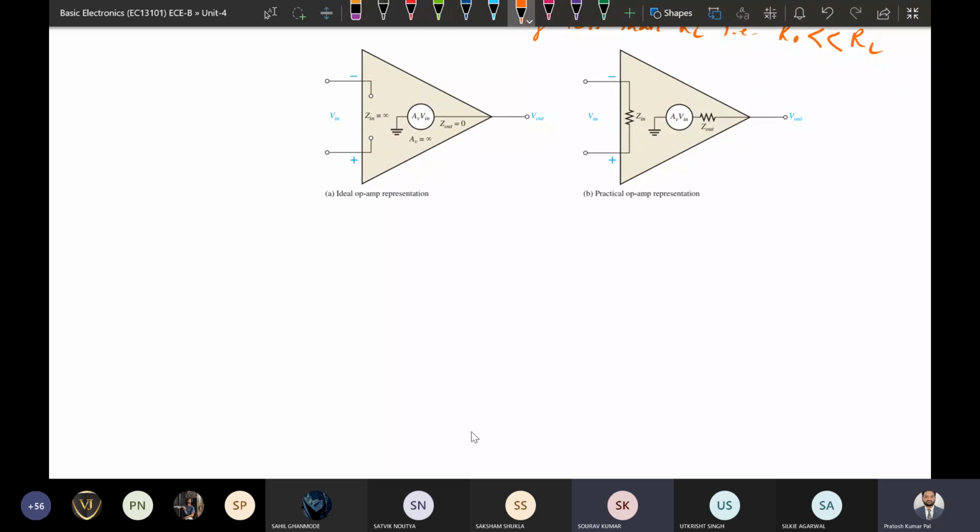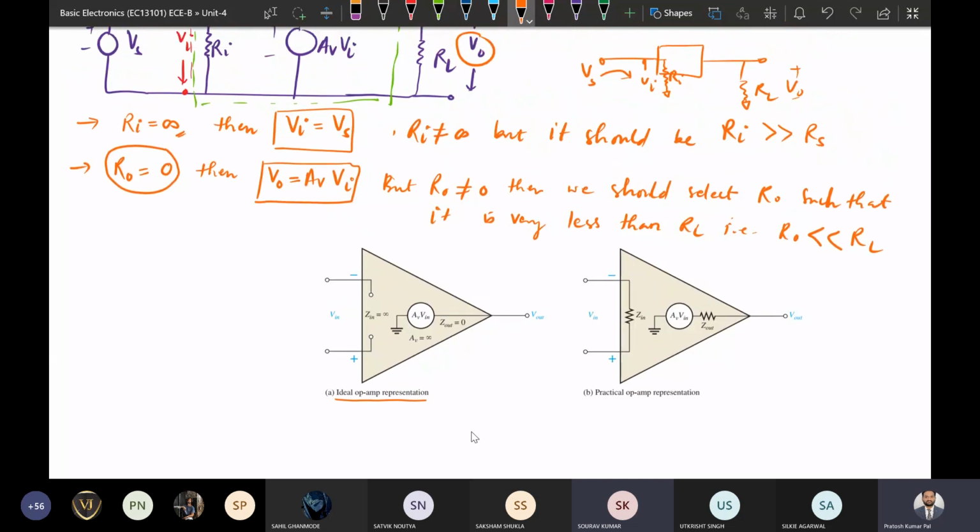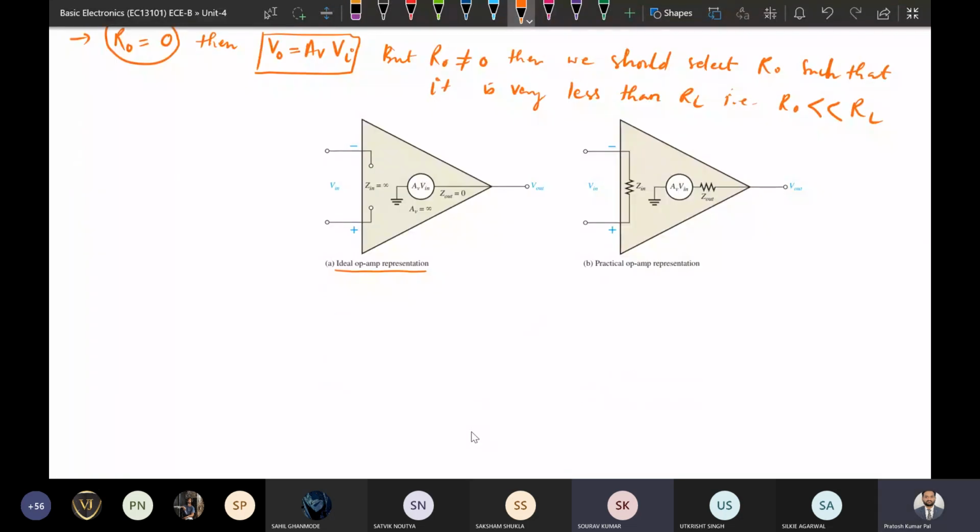There are two different inputs, inverting and non-inverting. In the ideal case, we are saying the input resistance should be infinity. Here this is the block, and this is the Z input. That Z input is infinity if it is an ideal one. So the input resistance here is infinity.